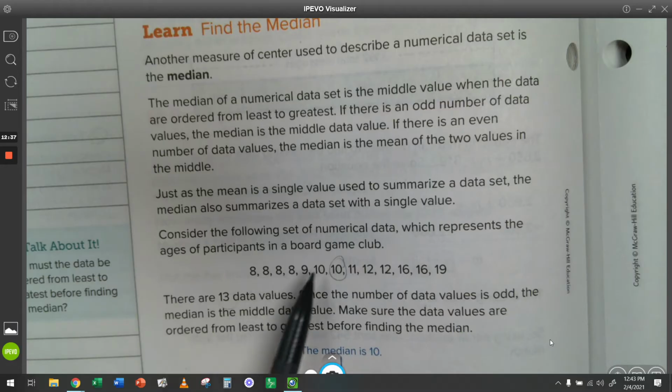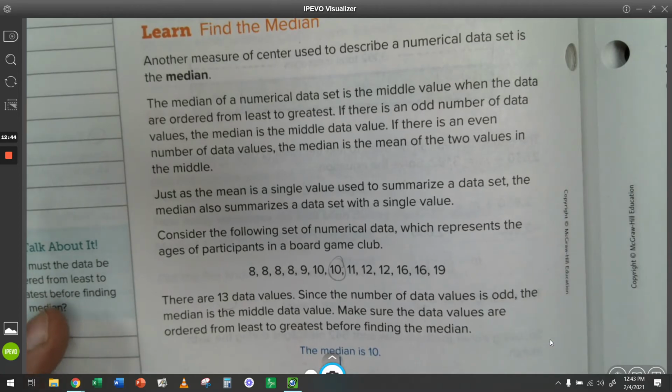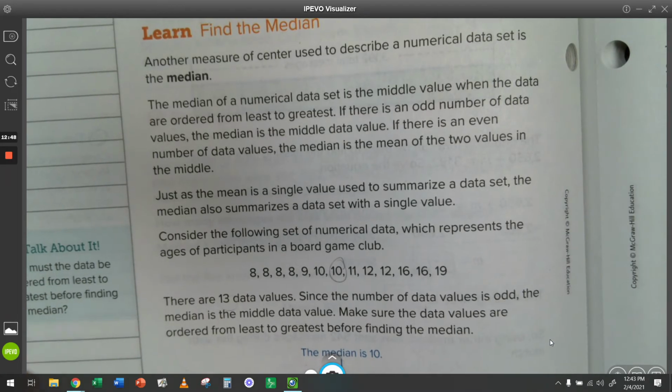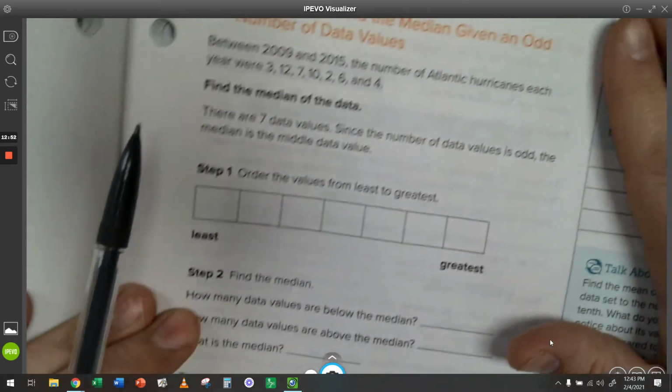Another way to do this is to say, well, there's 13. That means there's 6 on one half and 6 on the other half, and whatever's in between those two, that's going to be the middle point. So it's up to you how you want to do that. Now, let's go ahead and try this with example 3.